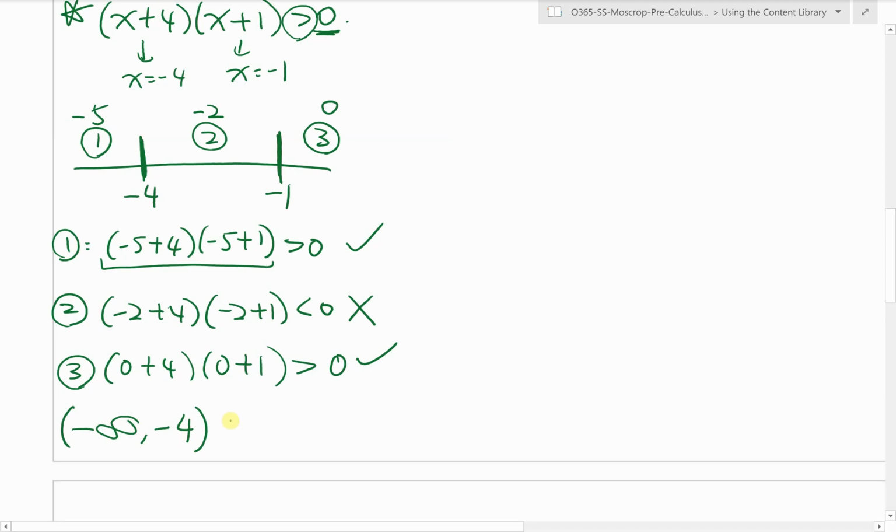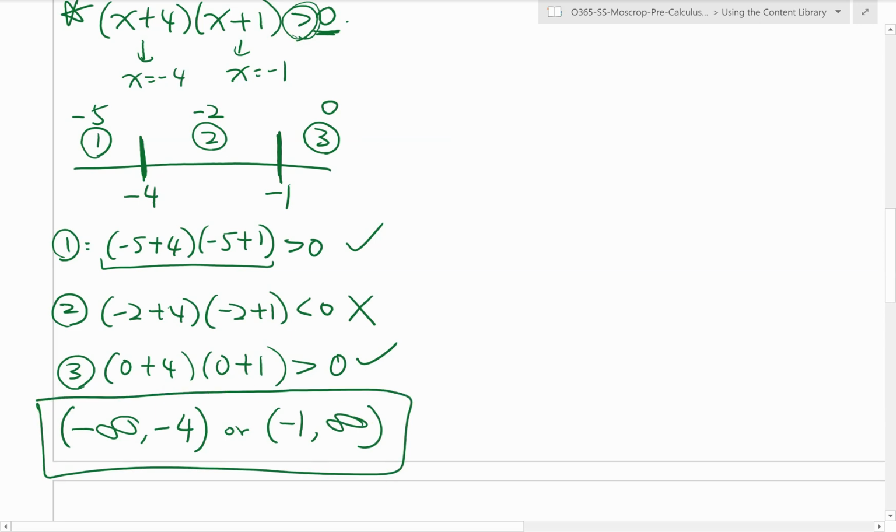And from negative 1, again not including negative 1 because there's no equal sign here, all the way to positive infinity. Again, it's to the right of negative 1, so it keeps going to the right, so it's getting bigger and bigger. There's no end to it, so it's infinity. And this is the solution for this inequality.